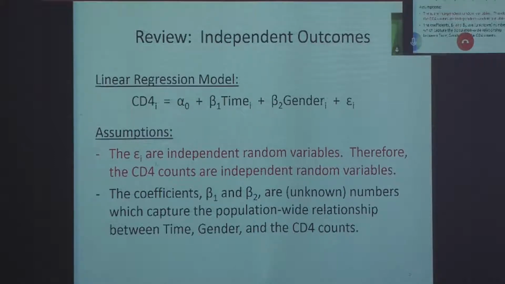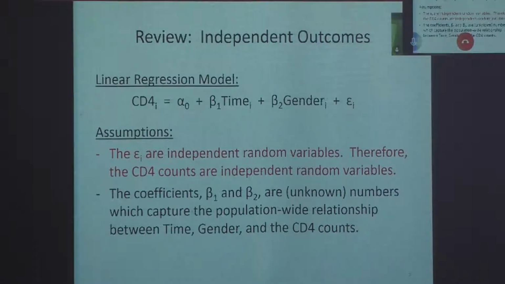For a usual linear regression model, we assume that these epsilons, the error terms, are independent random variables. And if the epsilons are independent random variables, the CD4 counts, our outcome, are also independent. It's a random variable. If the epsilons are normally distributed, the CD4 counts are normally distributed.